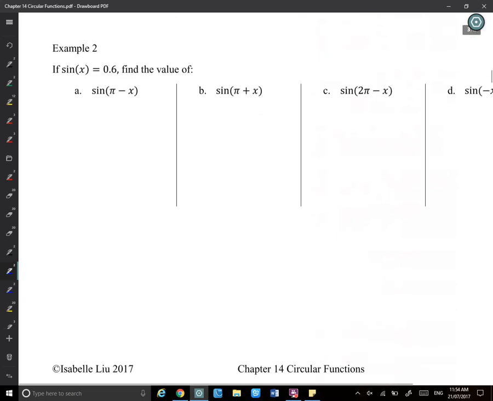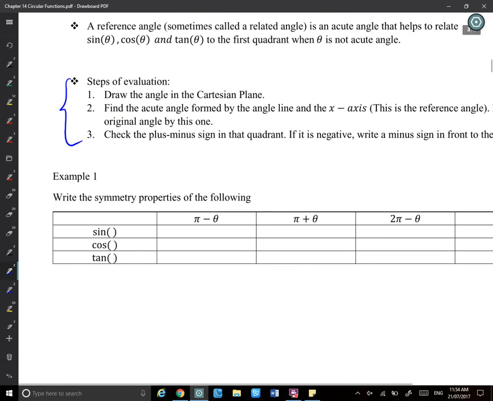The method is here because I was planning to teach that first, but I changed my mind. So your method is here. You can make a note here. Okay, example 1. We use a similar idea to find the formula.